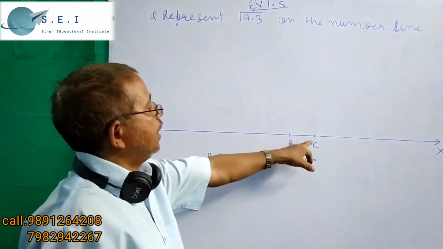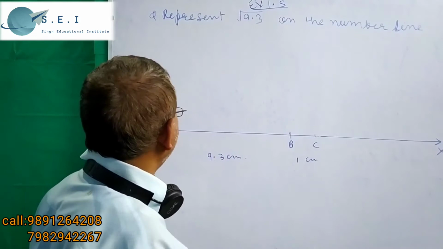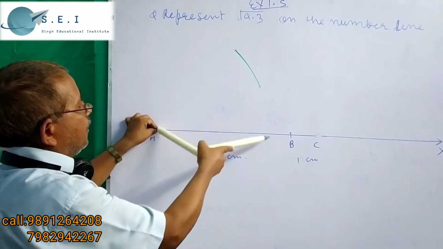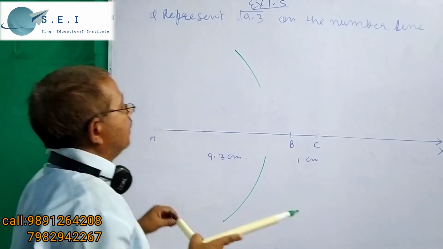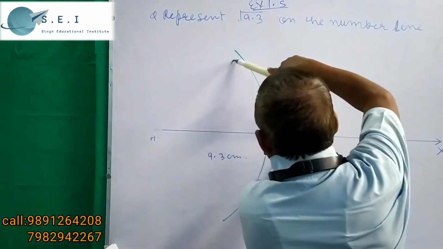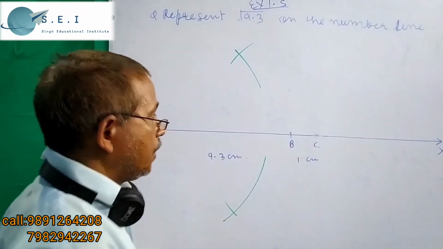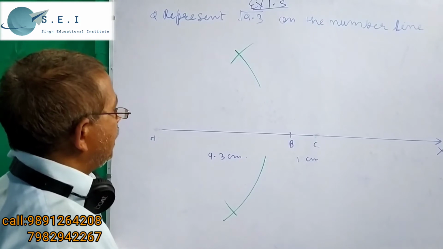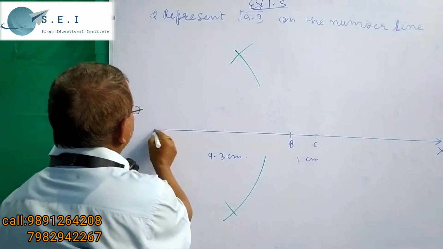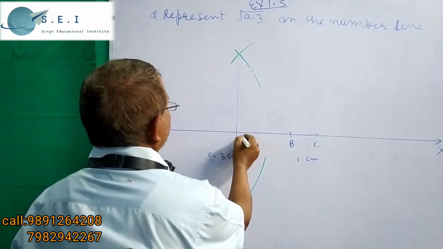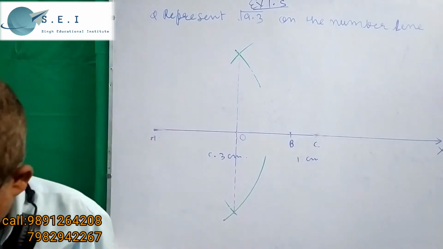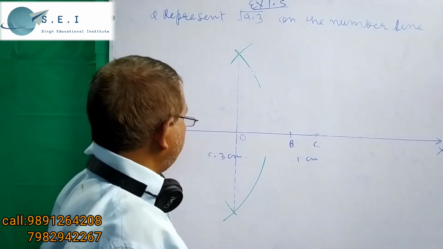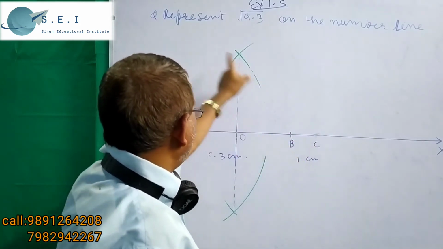Now, taking the line segment AC, draw its perpendicular bisector using a compass. Now join these two points of intersection to get the midpoint of AC. Let this point be O. Now take O as center and OA as radius. Draw a semicircle on AC.